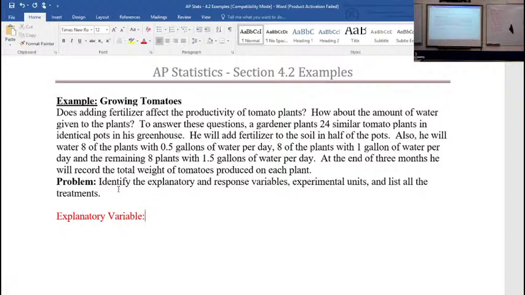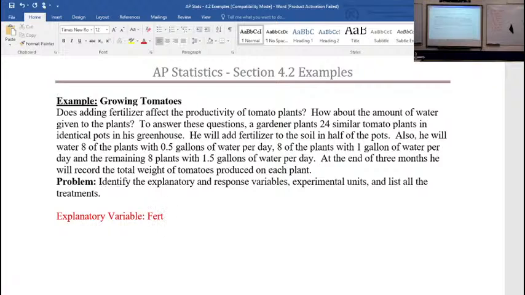All right, explanatory variable. What's the variable that we're interested in that we might think is causing changes? So adding a fertilizer in half the pots, and then water 8 of the plants with 0.5 gallons of water, 1 gallon of water, and 1.5 gallons of water. All right. So those are the things that we are doing the treatments on.